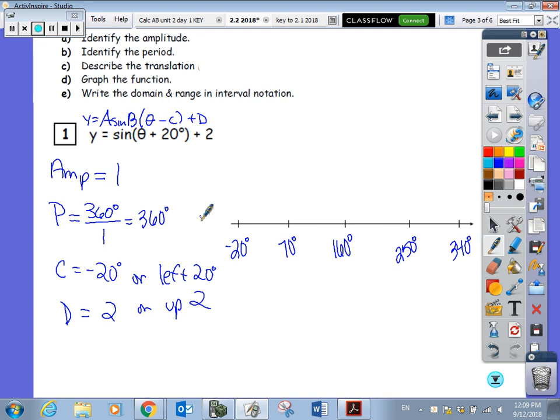Now, the y-axis. The y-axis always happens at x equals 0, in this case 0 degrees. So the y-axis isn't going to happen at negative 20 ever. So the next thing is to put the y-axis in the correct place. The correct place would be at 0, which is somewhere between a negative and a positive number.